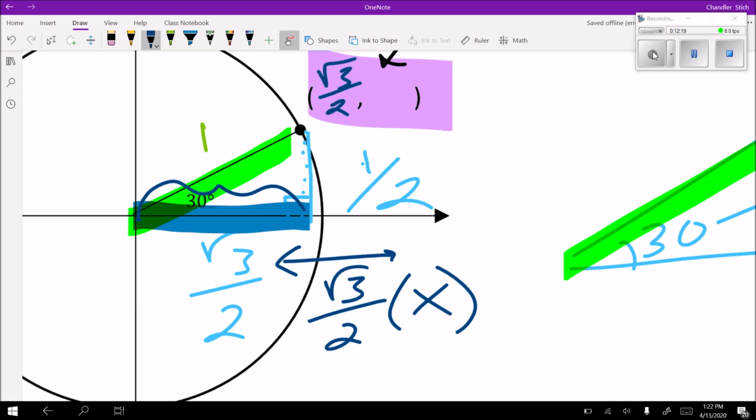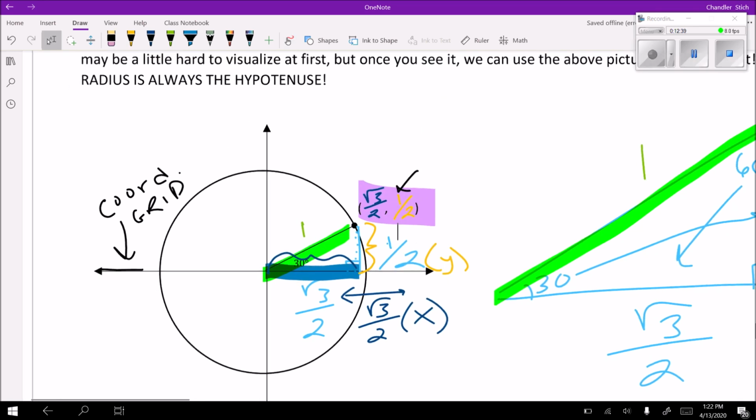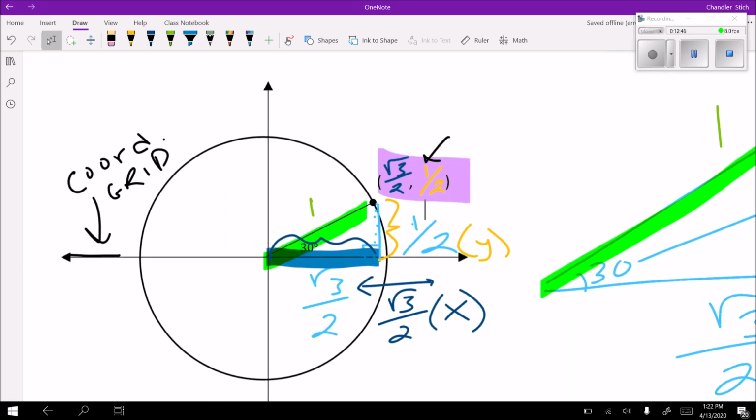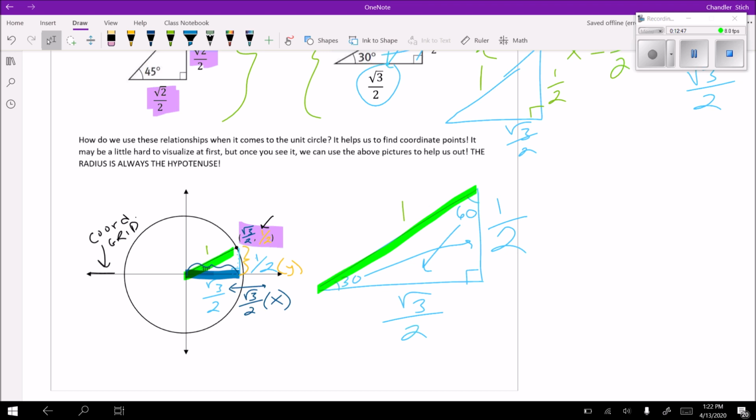And then I'm also going to have to go up, right? I'm going to go up, how much? 1/2. What is the up direction? That is your y. So I have 1/2 as my y. And that's how I use the 30, 60, 90 triangle in reference to these coordinate points. I write it as a 30, 60, 90 triangle, and I use those two other legs of the triangle, root 3 over 2 and 1/2, in my unit circle as my coordinates.